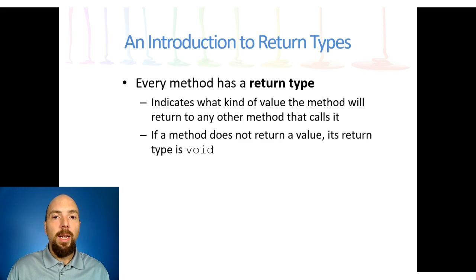Alright, so every method has a return type, and the return type is what it is going to return back to the method that called it. So like I said, if we have a void, nothing gets returned. If I'm going to return a double or an integer or a float or a text string or anything like that, I have to specify it. If I don't specify one, it will automatically assume that it's a void, which means it will assume that it doesn't return anything.